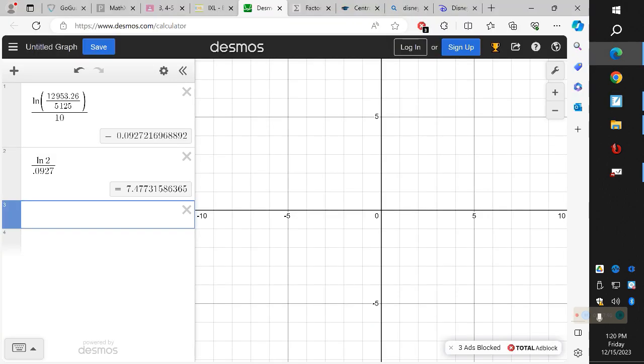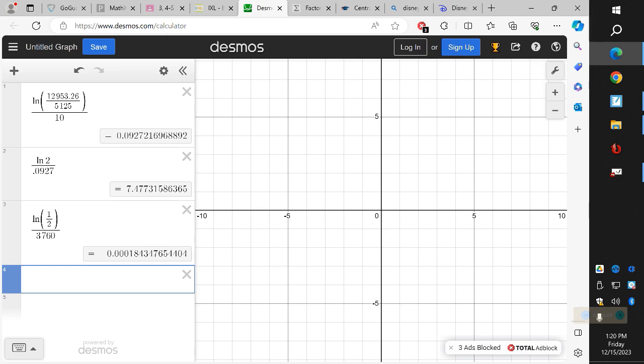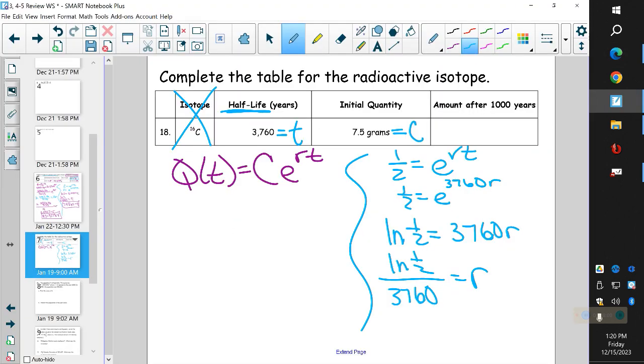So we are going to come back over here and we're going to type in the natural log of 1/2, I think I'm going to move so I can see it better, sorry, divided by 3760. Okay, so that is my rate. Negative 0.00018433 is equal to my rate. Why is it negative? Because it's declining. Slowly the isotope is dissipating, right? So it has to be declining.